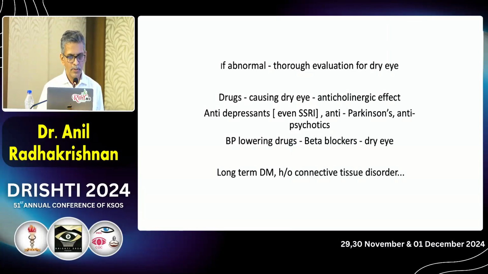So that has to be taken into consideration before you take the patient for cataract surgery. If it is abnormal, you have to do a thorough evaluation. You have to do Schirmer's, you have to do other things. But generally, just put a drop of fluorescent and have a look at the patient under slit lamp. That's all what you want.